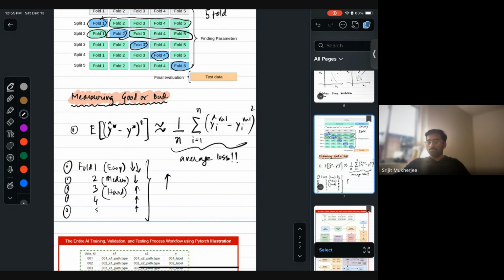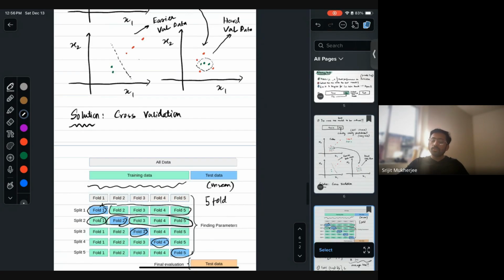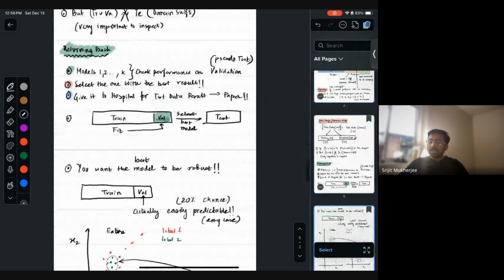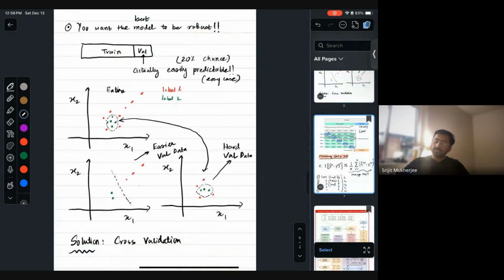Also, because you will have 5 of them, right? You will have 5 such losses. So let's call it loss 1, loss 2, loss 3, loss 4, loss 5. Yes, the average of it is a good measure of the average performance.